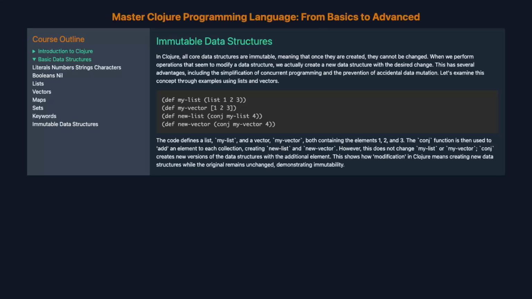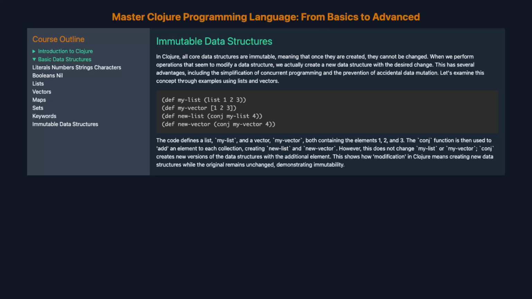When we perform operations that seem to modify a data structure, we actually create a new data structure with the desired change. This has several advantages, including the simplification of concurrent programming and the prevention of accidental data mutation. Let's examine this concept through examples using lists and vectors.